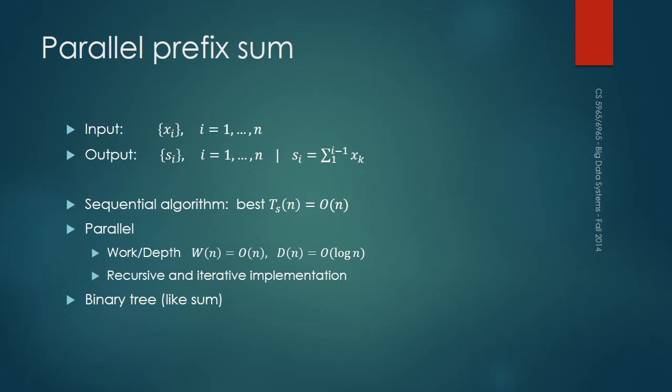What are you going to do? There does exist a recursive and an iterative implementation. I'm going to go through the recursive. And again, it is a binary tree like the sum. But the key idea is that you actually do two tree traversals, one bottom up and one top down. You can think of the bottom up as the part which computes the local sums, and the top down as the part which propagates them down to the respective entries.